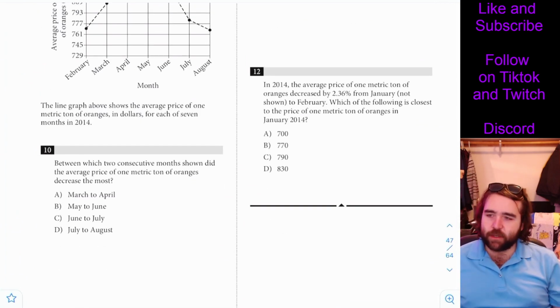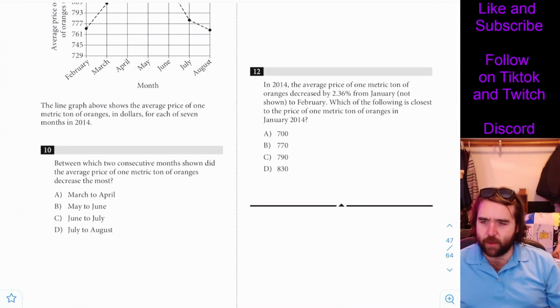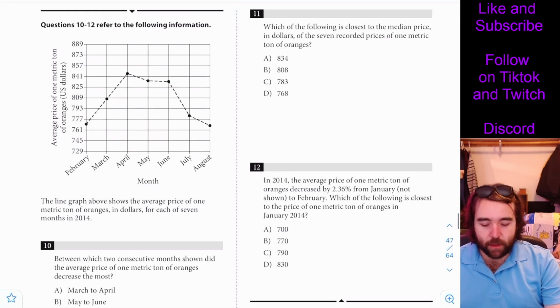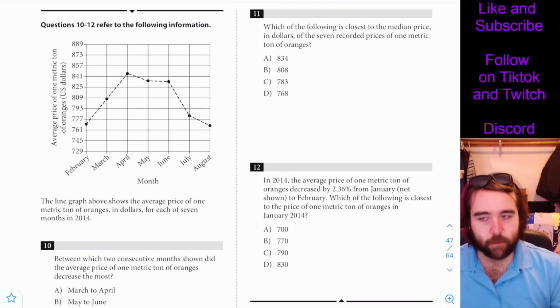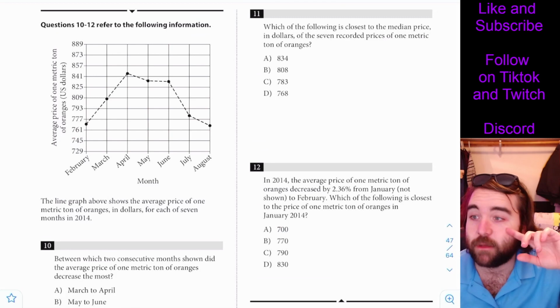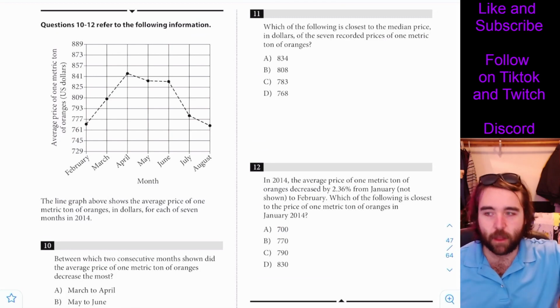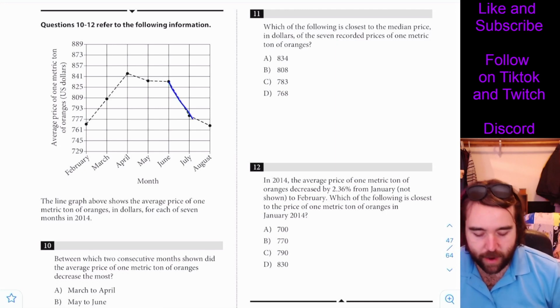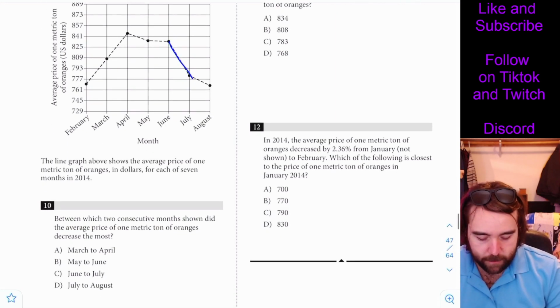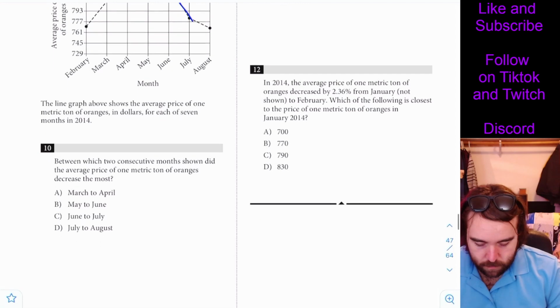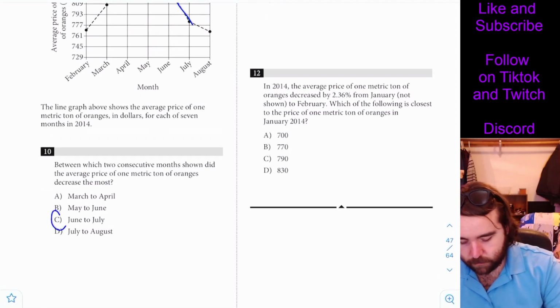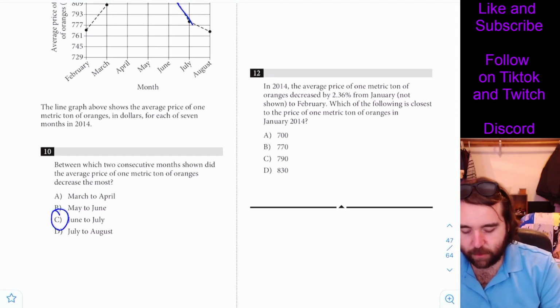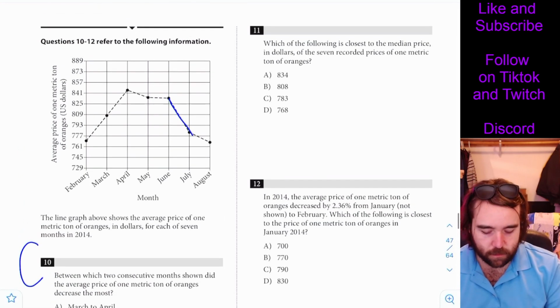So here, between which two consecutive months shown did the average price of 1 metric ton of oranges decrease the most? For decrease the most, you think about slope, right? Because again, slope is rate of change. We're looking for the one that decreased the most, so the highest rate of change downward. So which one has the steepest negative slope? I would say right here, just by looking at it, from June to July. The summer orange season? I don't know, it's definitely an orange consuming season.